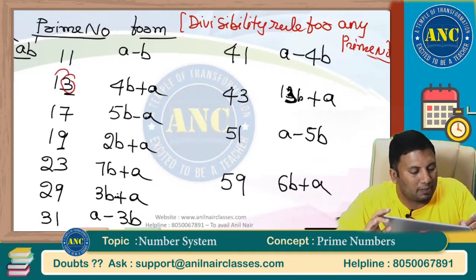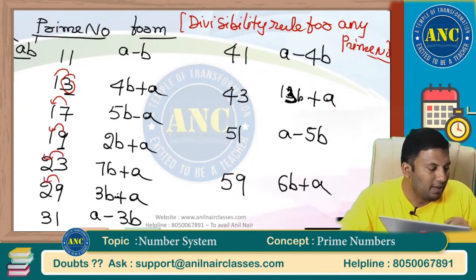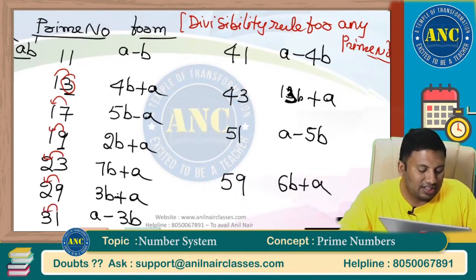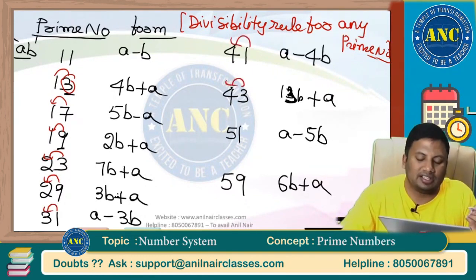4 3s are 12 plus 1, 13. 5 7s are 35 minus 1, 34. I hope the idea is clear. 2 9s are 18 plus 1. 7 3s are 21 plus 2. 1 3 is 3, 3 minus 3 is 0. 4 minus 4 is 0. 13 3s are 39.